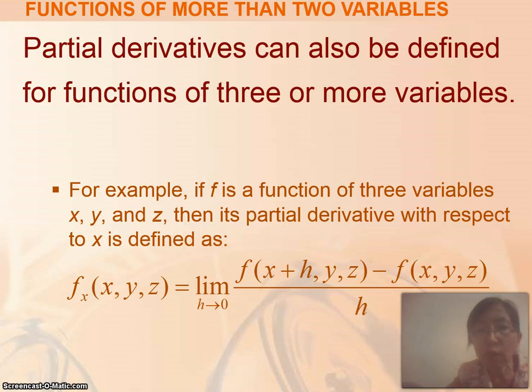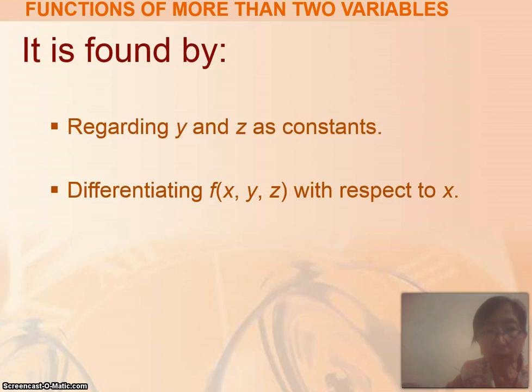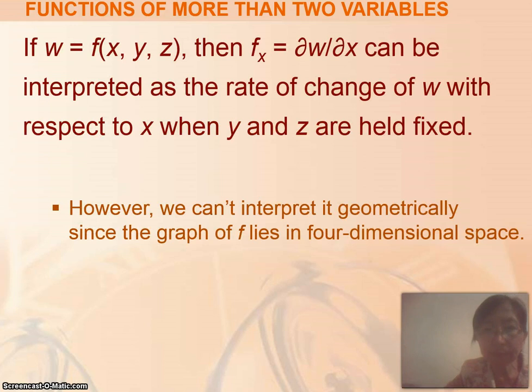Partial derivatives can also be defined for functions of 3 or more variables. For example, if f is a function of 3 variables x, y, and z, then its partial derivative with respect to x is defined as the expression you see on the screen. It is found by regarding y and z as constants and differentiating f(x, y, z) with respect to x.